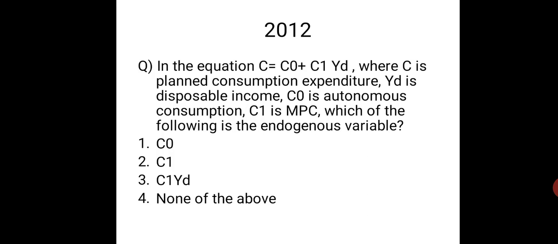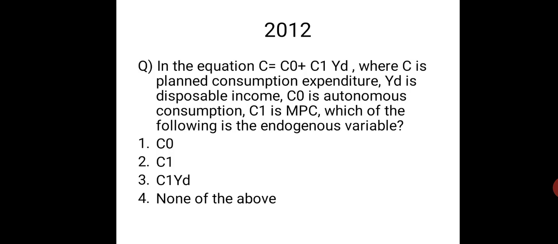C0, as already mentioned, is autonomous consumption which doesn't depend upon income or any other variable in the consumption function, so C0 cannot be the answer. C1 is MPC, and according to the absolute income hypothesis, it is stable and positive, which has been already determined by some outside factor. So it is constant and not depending on any other variable in the model. So it cannot be the answer either. C1 is MPC, which is an exogenous, independent variable.